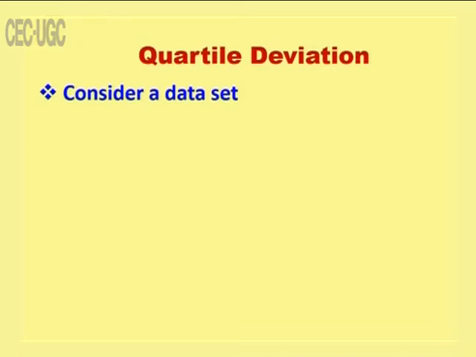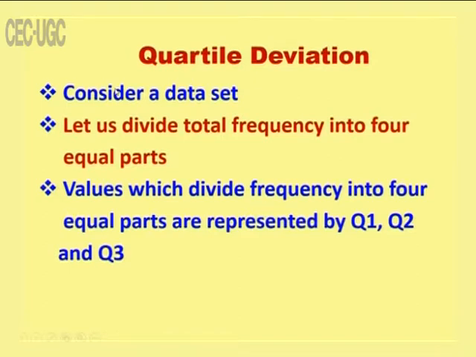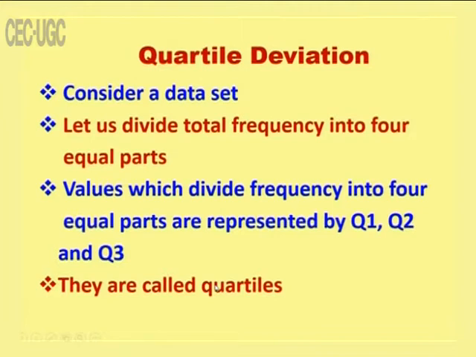And now, let us take another concept called the quartile deviation. It is also a measure of dispersion. Now, let us consider the data set. Let us divide the total frequency into 4 equal parts, and the values which divide the frequency into 4 equal parts are represented by Q1, Q2 and Q3, and they are called the quartiles. For example, if you take continuous data and the frequency distribution along the axis, and you divide that into 4 equal parts, it gives the first quartile, the second quartile, the third and the fourth quartile. Therefore, the total frequency distribution is divided into 4 equal parts, and that we call quartiles.